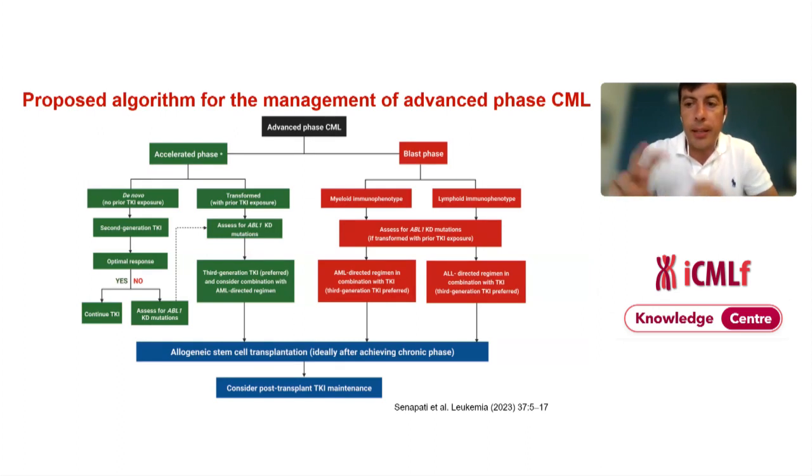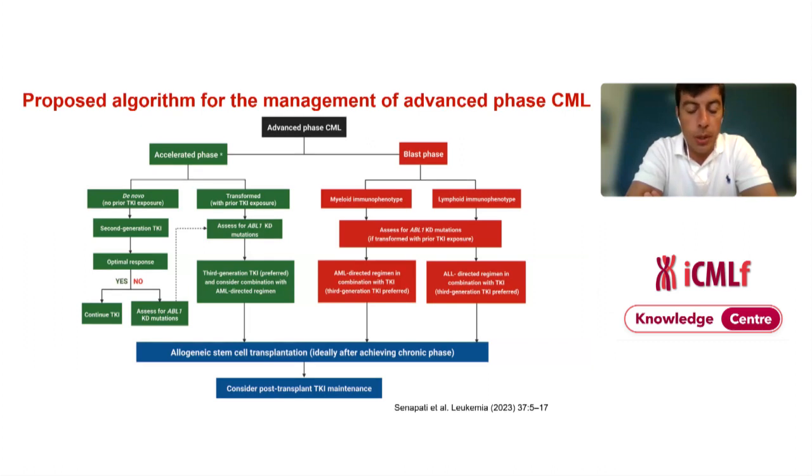If we have a de novo accelerated phase, according to the previous definition, we should prefer a second-generation TKI as frontline therapy. And if the patient is able to achieve an optimal response, it is not necessary to go to an allogeneic bone marrow transplantation. If the patient does not have an optimal response, we should assess for ABL KD mutations, and we should switch the patient to a third-generation TKI. And probably that patient could be a candidate for an allogeneic bone marrow transplantation.